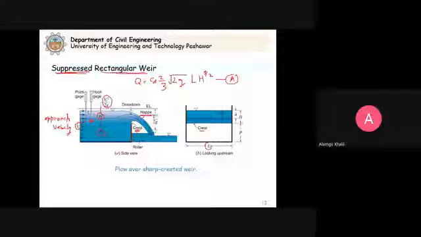Clear? Now in this case, this Cd is actually the coefficient of discharge. So this Cd for a sharp crested weir, you see here, the sill or crest of the weir is sharp. So that's why we call them sharp crested weirs. This is known as a sharp crested weir.